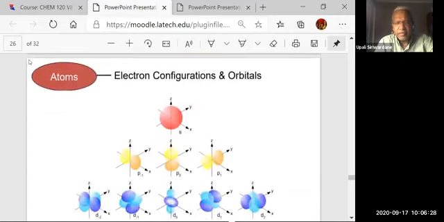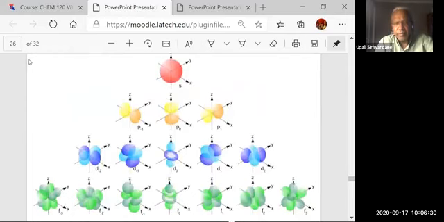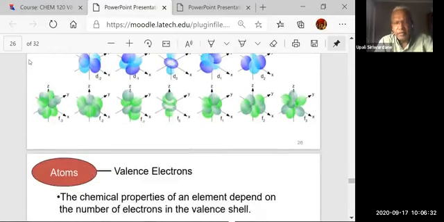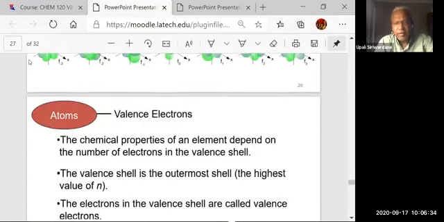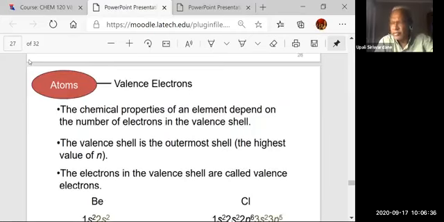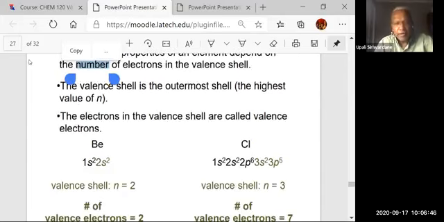These are the atomic orbitals of different shapes, like s, p, d, f. Now, what is a valence electron? Valence electrons are the outermost electrons in an atom. For example, beryllium's electronic configuration is 1s2, 2s2. What are the valence electrons? They are shown in green.